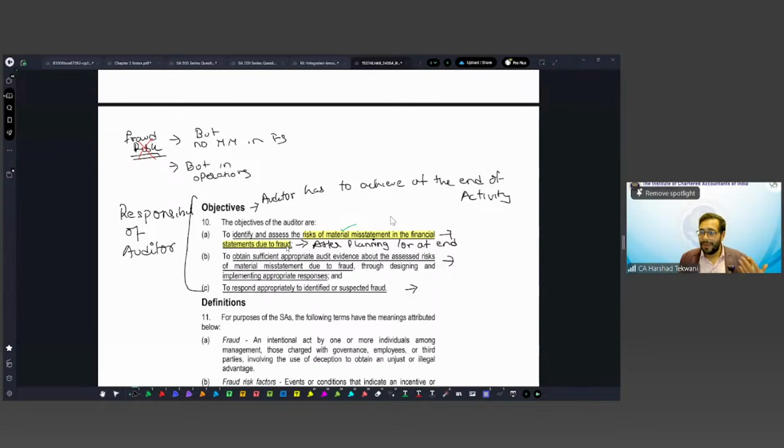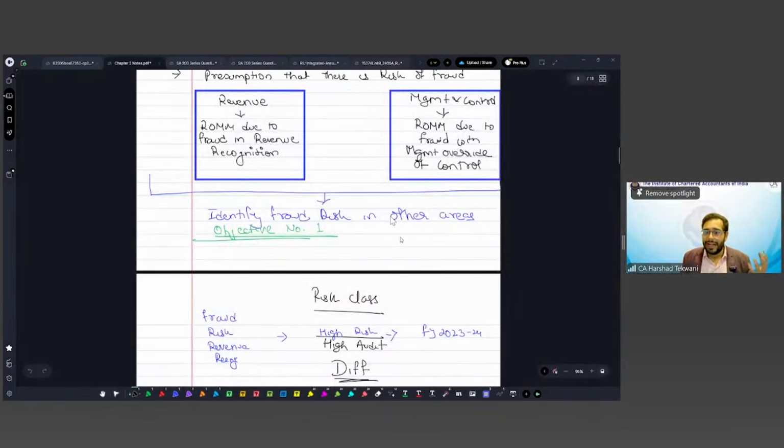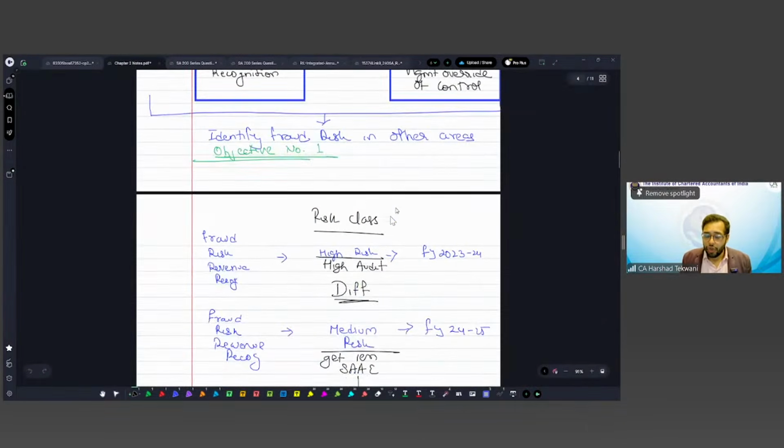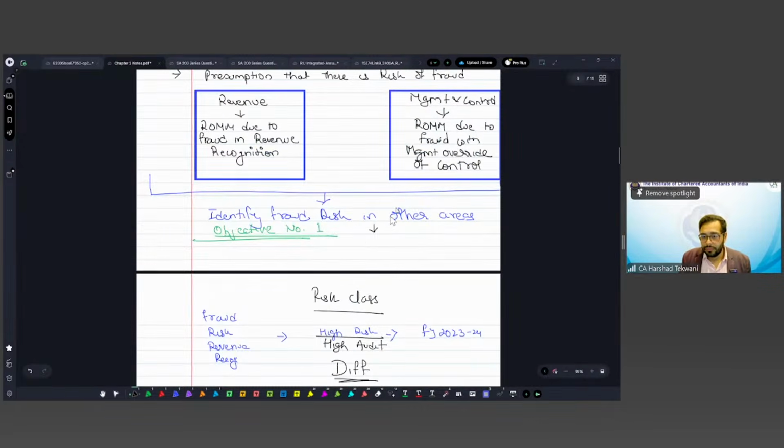And to assess, basically, you will use fraud risk factors. So finally, to achieve this particular objective, to identify fraud risk in other areas, you will consider fraud risk factors. What are the fraud risk factors? Fraud risk factors, quickly. So, sir, it is an event or condition that indicates incentive or pressure to commit the fraud.